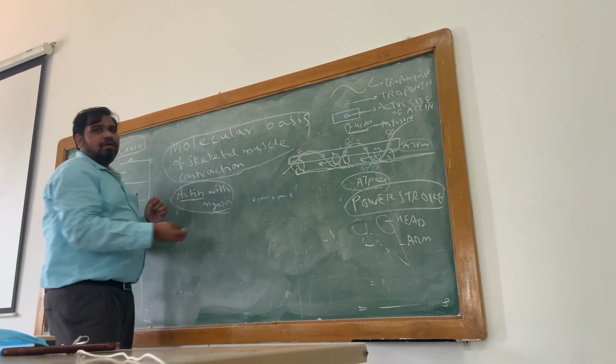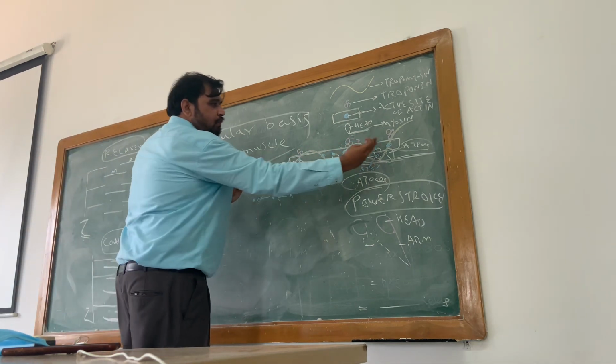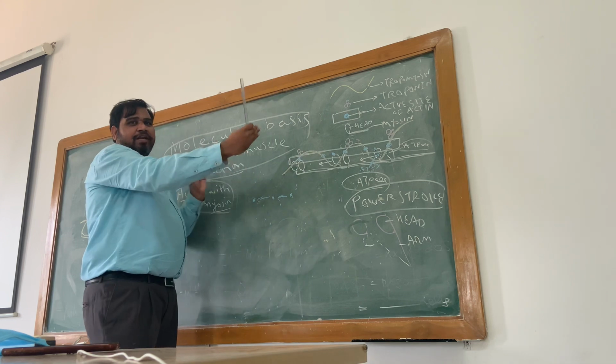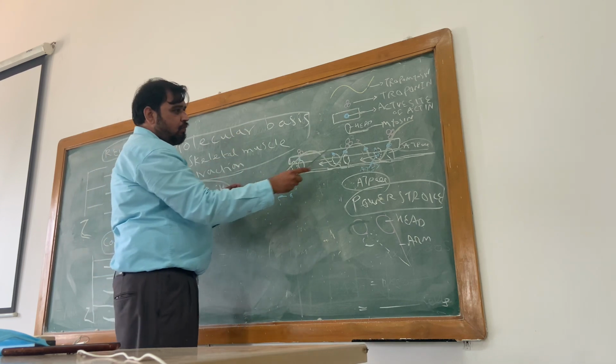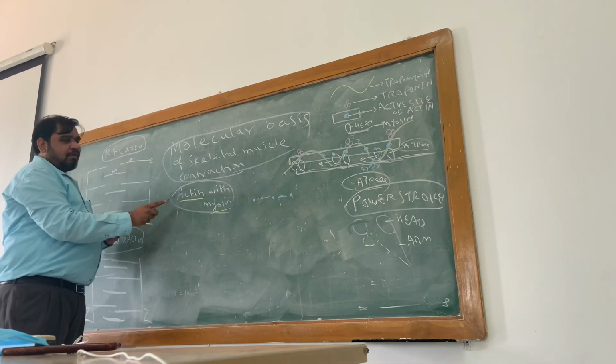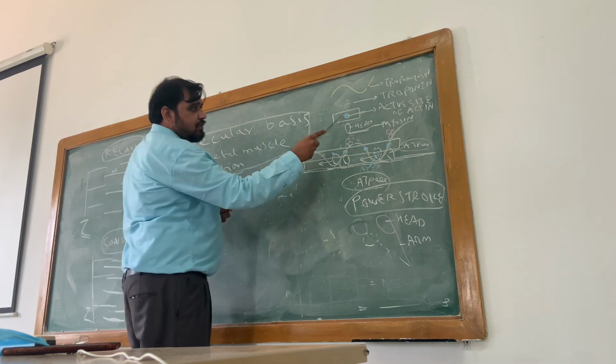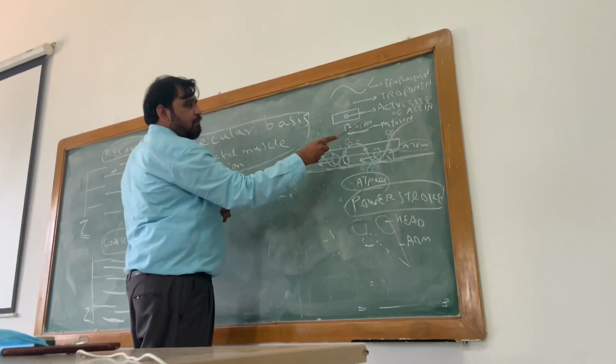So this movement is called the sliding filament theory. That is, the actin filaments keep on moving, like sliding. They slide towards each other. From here it keeps on moving, from here it keeps on moving. So for this, what is needed is actin binding with myosin. To be very specific, active sites of actin binding with myosin.